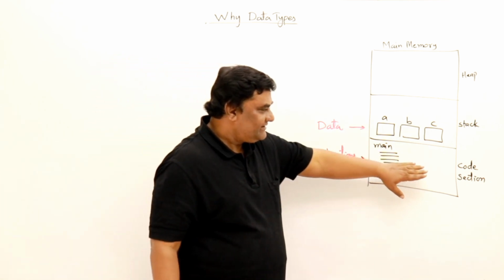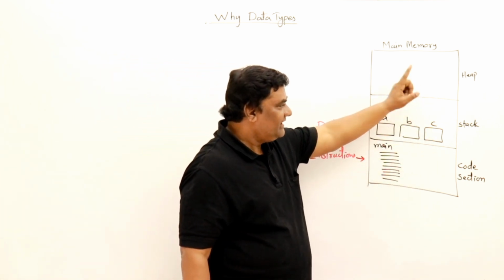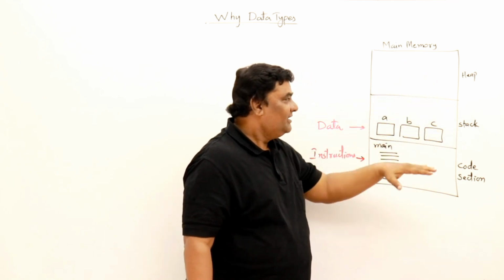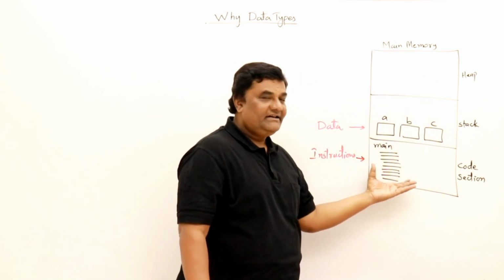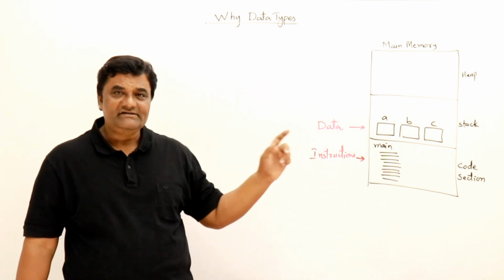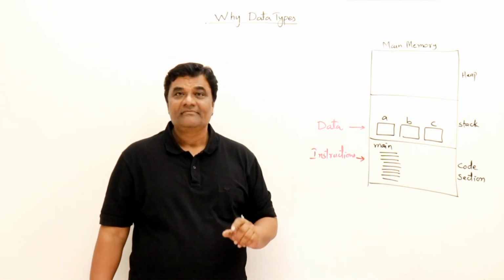I have shown there are three sections: the code section, the stack, which I am showing here, and the heap. The stack will contain data, that is all the variables. Then the code section will contain instructions. This we have already seen in one of the previous videos.